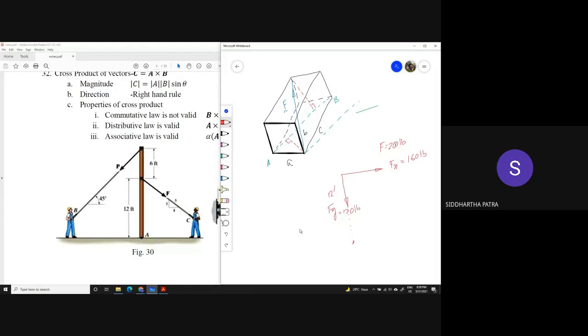Okay, there's the same method that we were using to sum the moments due to F and P. I could be using that to sum the moment of Fx and Fy. Same thing applies to P.